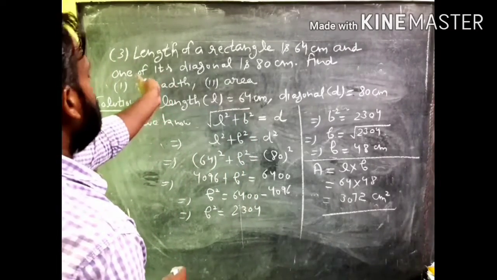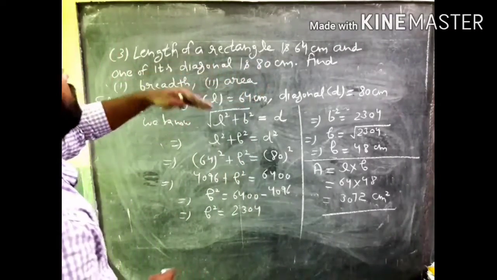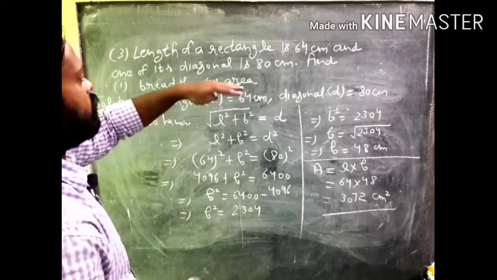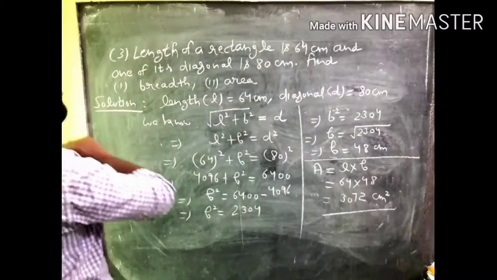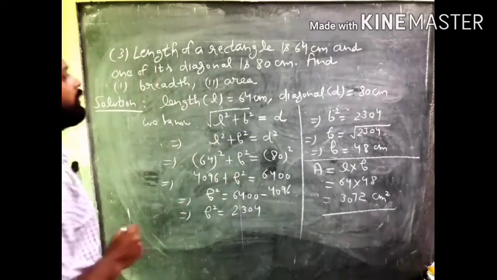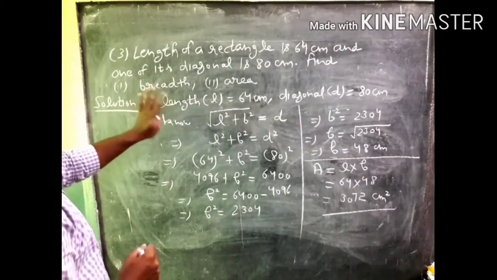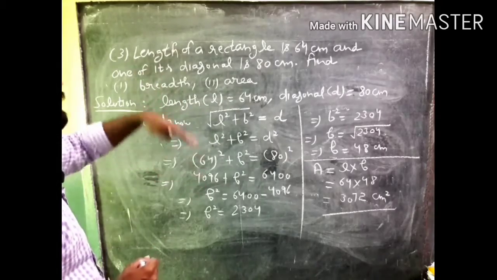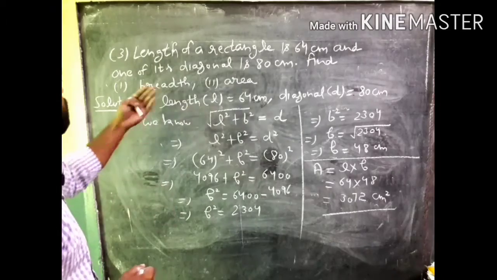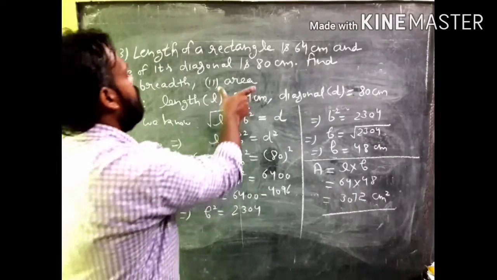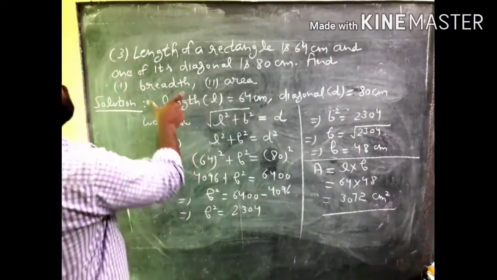In this statement the length is given and the length of the diagonal is given to us. With the help of these two values, we have to first find the value of the breadth, and then we can find the area. It has two parts. I will show you how we can find the breadth and also the area. Before finding the area, we have to find the breadth.